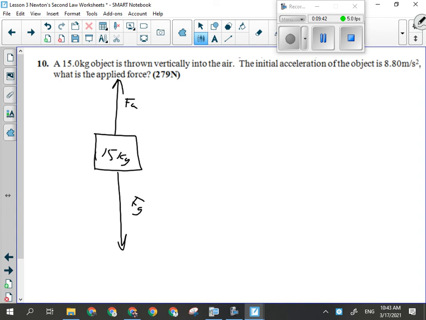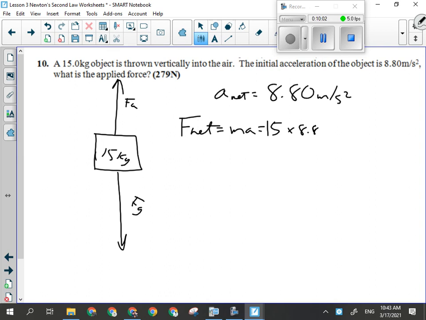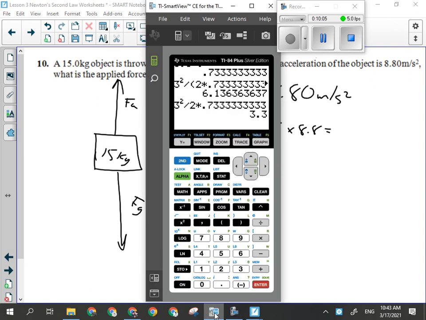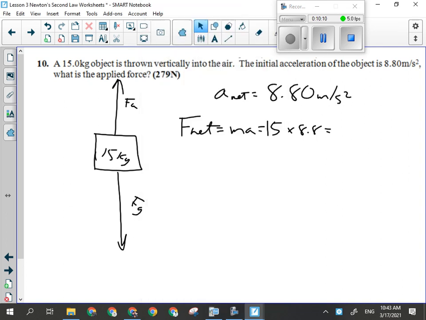Now it tells me that the initial acceleration, which is the net acceleration, is 8.80 meters per second squared. Since I know the acceleration and the mass right off the bat, I can calculate F net. So I'm just going to take my 15 kilograms and multiply that by the 8.8, and that'll give me my net force. Okay, so we got 132 newtons. That's my net force. They want to know the applied force.